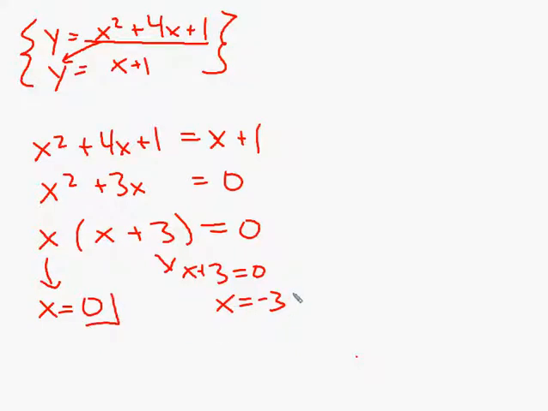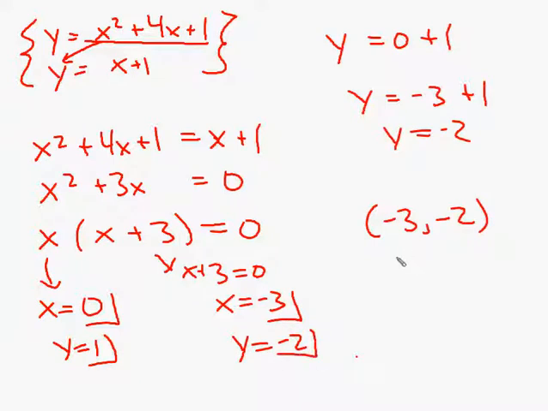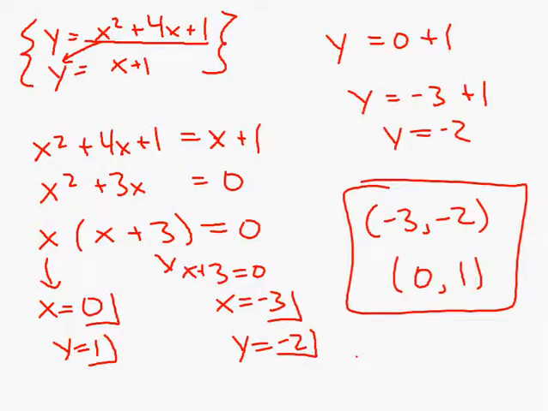Now I take both of these, and one at a time I come back up. So I take this 0, it doesn't matter which one I put it in, I'll get the same thing. I'll just choose the easier one, which is this one, and y is 1. Then I do this -3 and put it in for x right here. So y equals -3 plus 1, which is -2. So my two answers are -3, -2 and 0, 1. And again, you can check that using your graphing calculator.